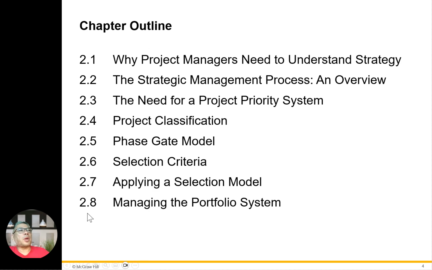From one to six: why project managers need to understand strategy, the strategic management process and overview, the need for a project priority system, the need for project classification, phase gate models, selection criteria, applying the selection model and managing the portfolio system.